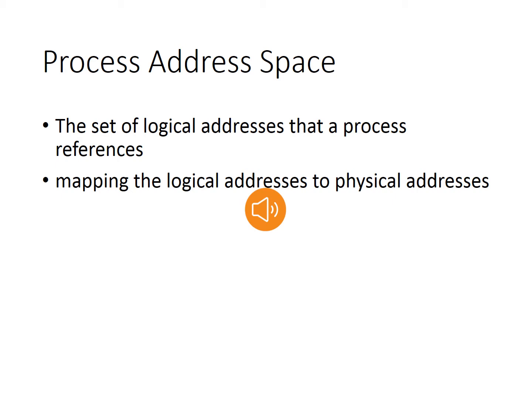The process address space is the set of logical addresses that a process references in its code. The operating system takes care of mapping the logical addresses to physical addresses at the time of memory allocation to the program.